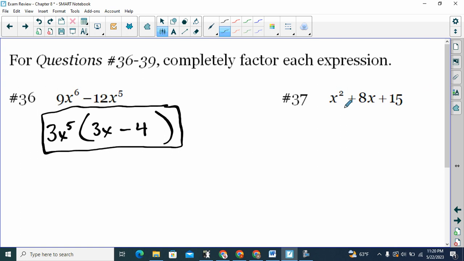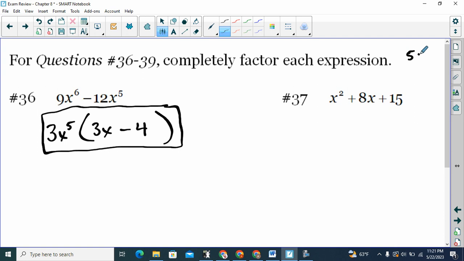37 says 1x squared plus 8x plus 15. X squared plus 8x plus 15. 1, 8, 15. There's nothing I can divide those all by. X squared, x, no x's. I can't take out any x's either. So when that's the case, we want to try to find two numbers that multiply to 15 and add up to 8.